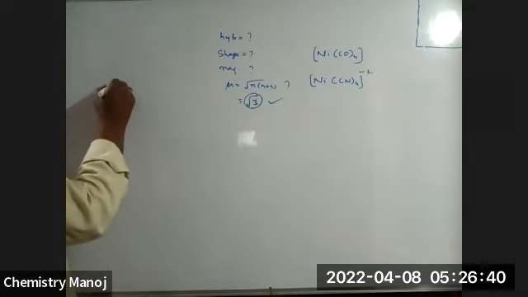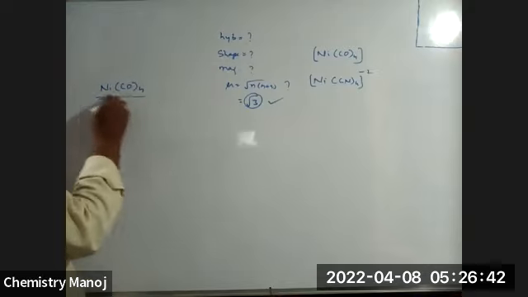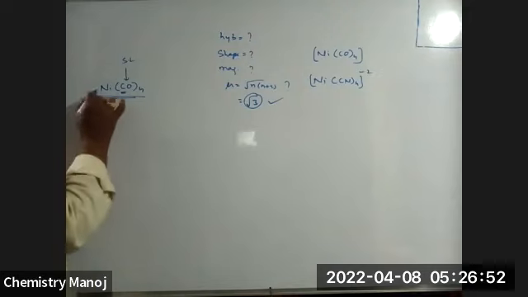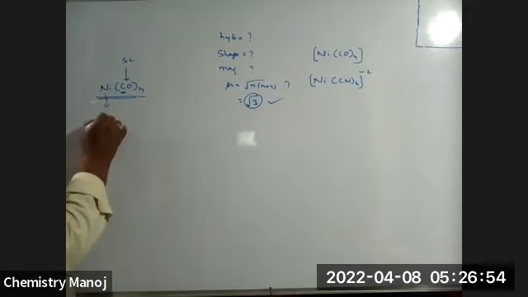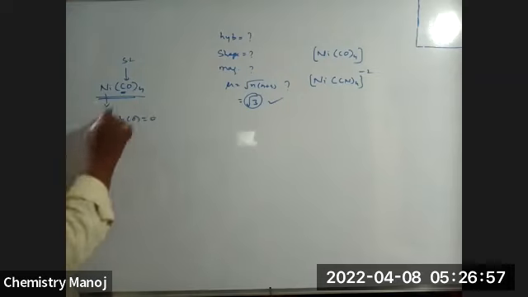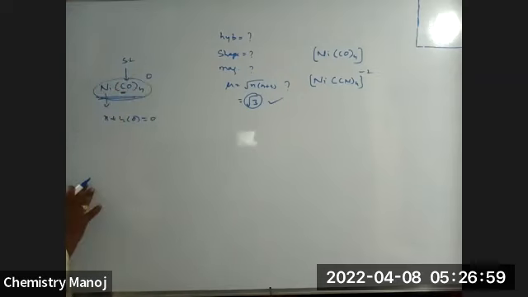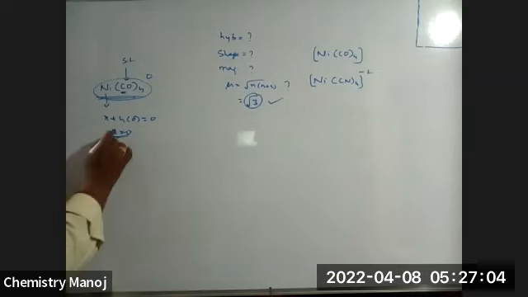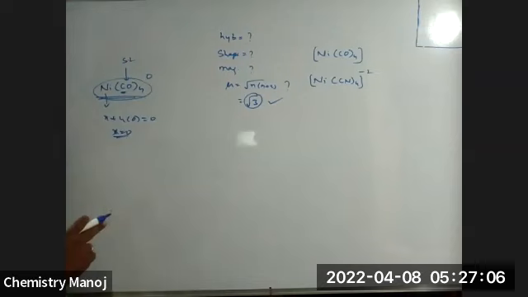Now, Ni(CO)4. Here, carbon monoxide: strong ligand or weak ligand? Carbon is the donor atom, therefore it should be a strong ligand. Oxidation state of nickel: x + 4(0) = 0. No charge is on the complex, that's why it is 0. Therefore x = 0. In carbonyl complexes, the oxidation state of nickel is 0.